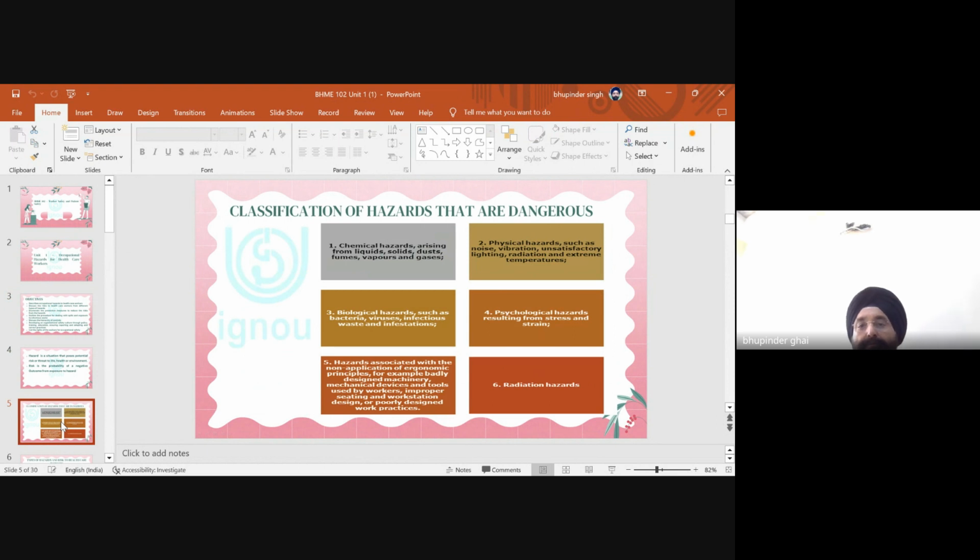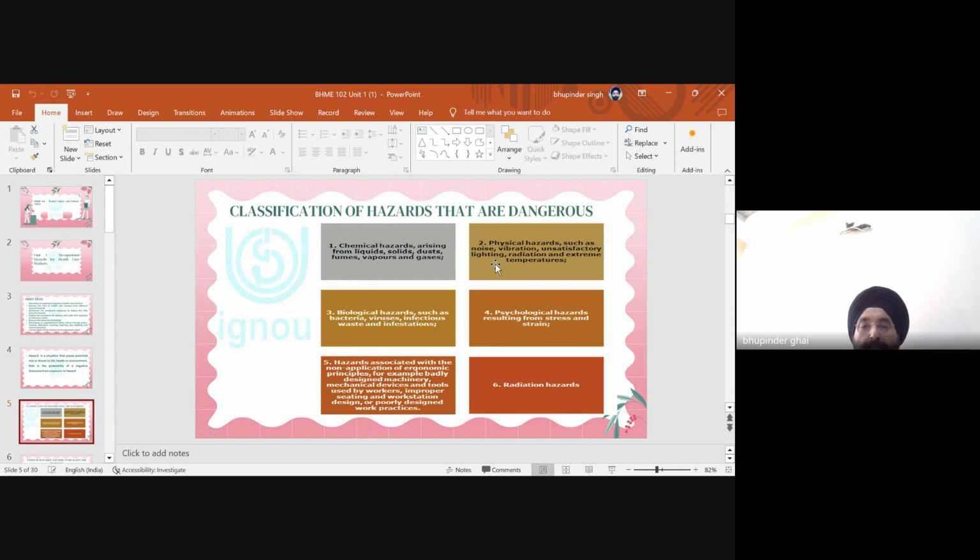Now, classification of hazards that are dangerous. So what are the different hazards that are dangerous? First is chemical hazards. What are those? Chemical hazards arising from liquid, solid, dust, fumes, vapor, and gases. These are the chemical hazards. Then physical hazards, like noise, vibration, unsatisfactory lighting, radiation, and extreme temperature. So these are physical hazards.